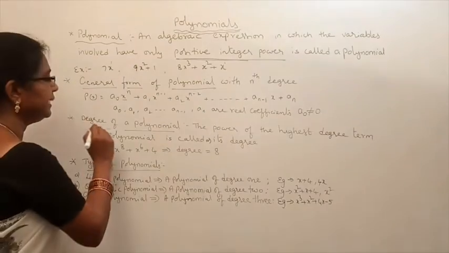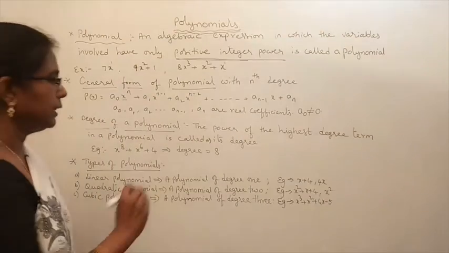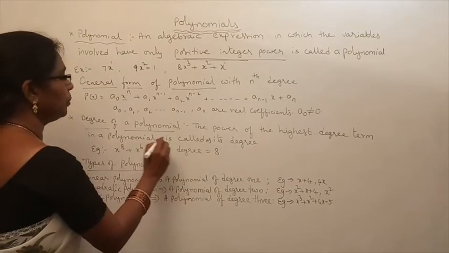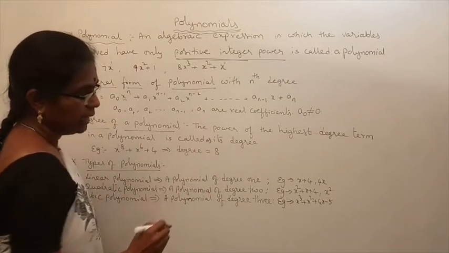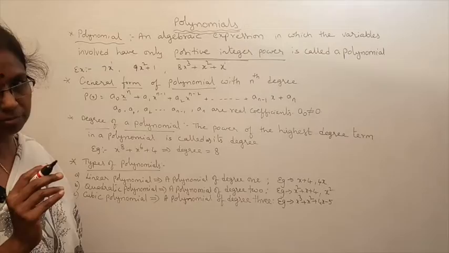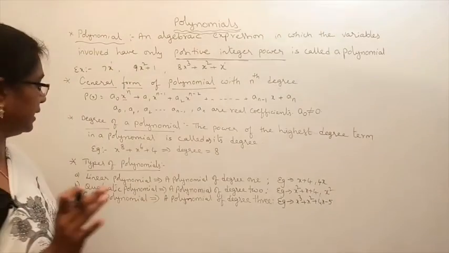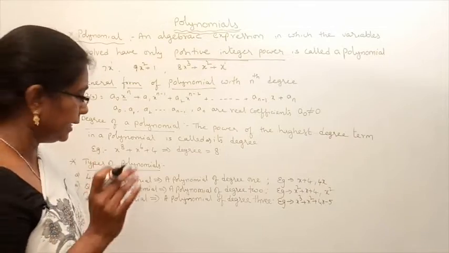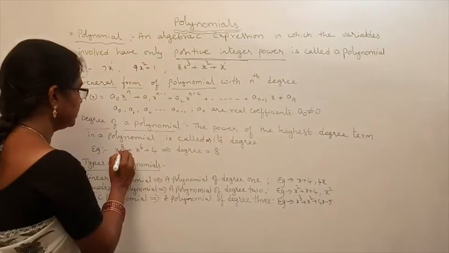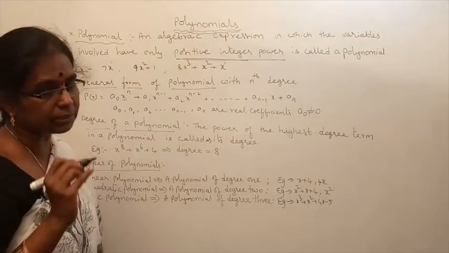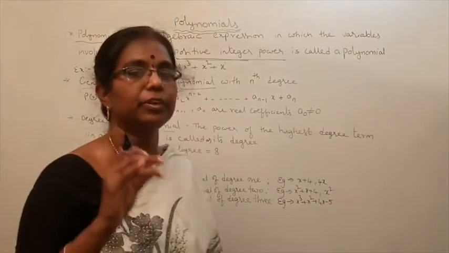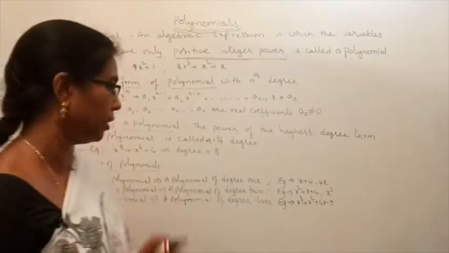Now what is the degree of a polynomial? The power of the highest degree term in a polynomial is called its degree. Suppose 3 terms are there. Then the 3 terms have some powers. We have to take the power of each term: first term, second term, third term. Among them, the highest power we call the degree of that polynomial.